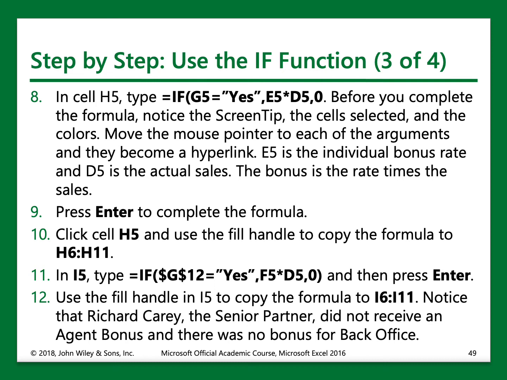And you can click cell H5 and use the fill handle to copy the formula all the way down. Now in I5, we're going to do another step. We're going to type equals IF G12 is a yes, F5 times D5, and then hit enter. Copy this down from I5 all the way to I6 to 11. So you'll notice that Richard Carey, the senior partner, did not receive an agent bonus and there was no bonus for back office there.